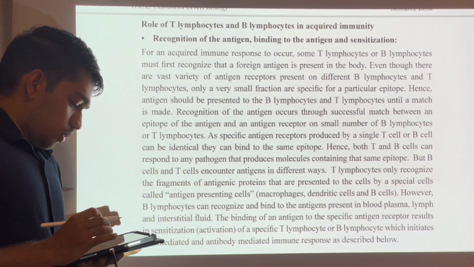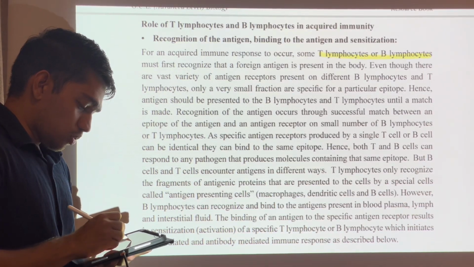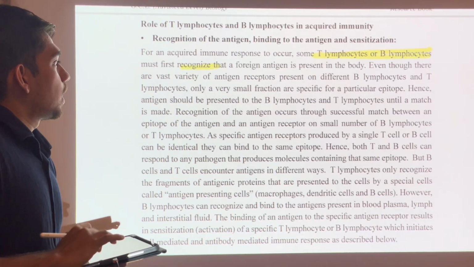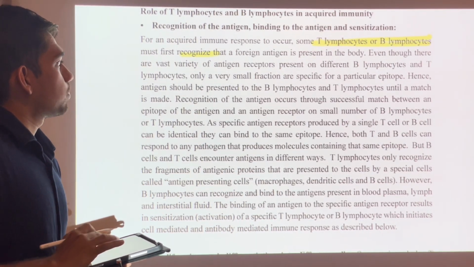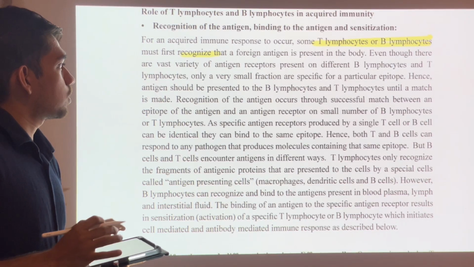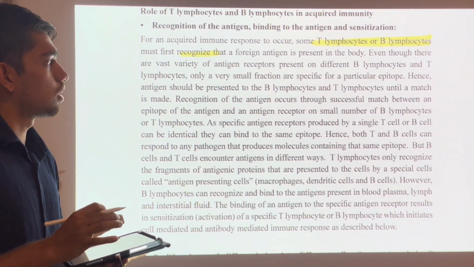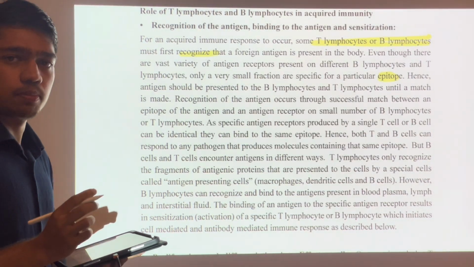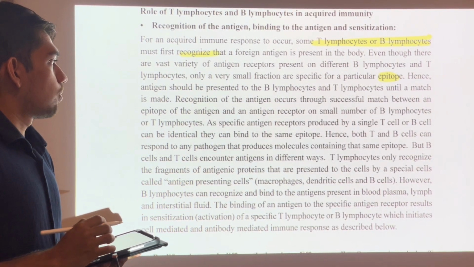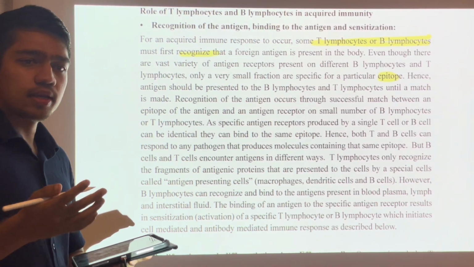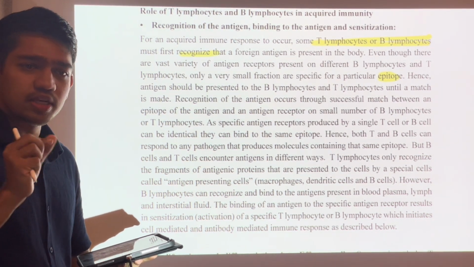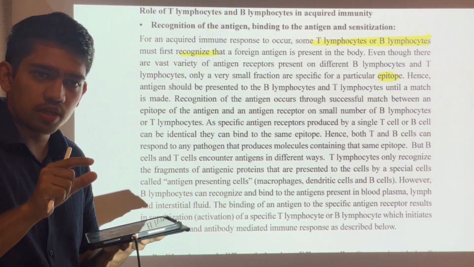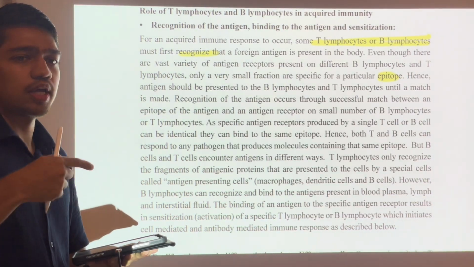For an acquired immune response to occur, some T lymphocytes or B lymphocytes must first recognize that a certain antigen is present. Even though there is a vast variety of antigen receptors on different B lymphocytes and T lymphocytes, only a small fraction is specific for a particular epitope. So what is an epitope, if you can remember? It is the accessible part of the antigen. Because there is a large number of receptors, there is a very low chance that a T lymphocyte or a B lymphocyte will exactly connect to an epitope.